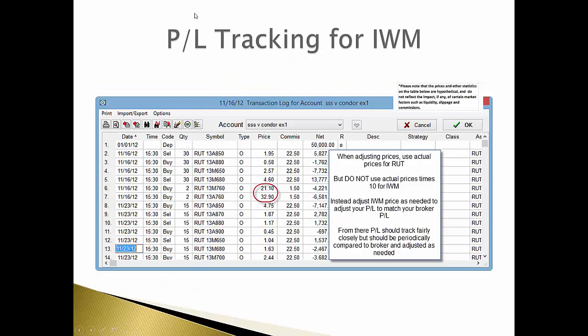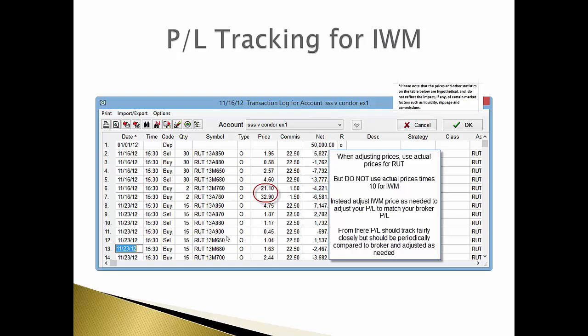So speaking of tracking profit for IWM, when we do this and we sell our iron condors, we're going to be selling 3 of them, but we can put 30 into OptionView, and we can just match our pricing. We can just say, yeah, I sold this option for $1.95, I sold this for 58 cents, or whatever, and you put the actual prices in for the Russell. When it comes to the IWM, you cannot put the actual prices of IWM times 10. If you do that, your profit and loss is going to be way off.